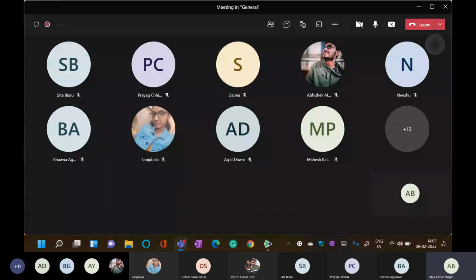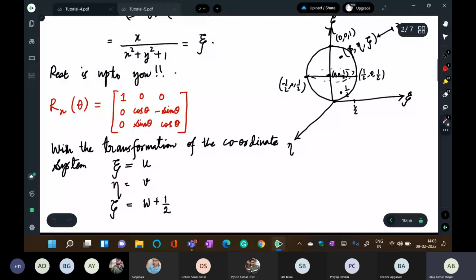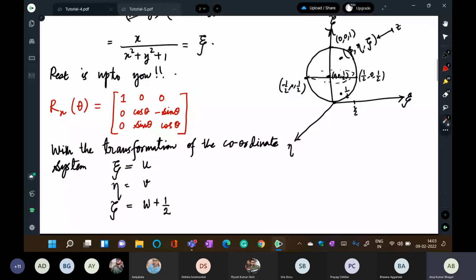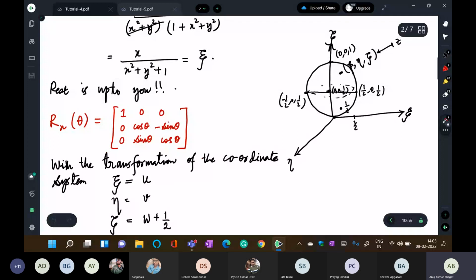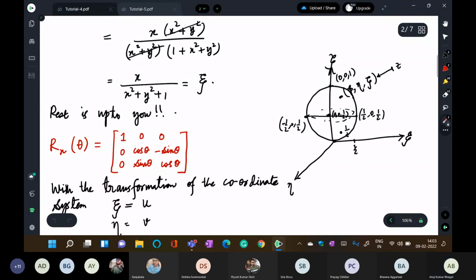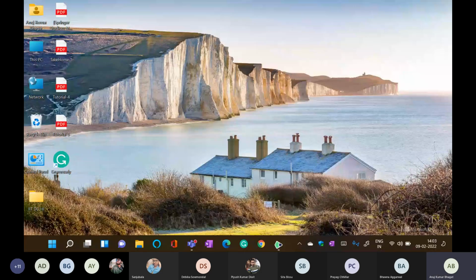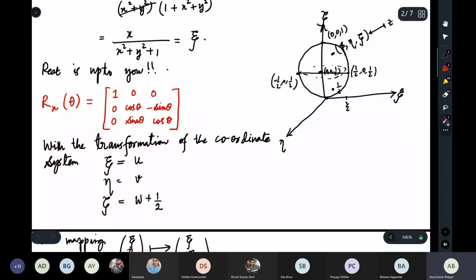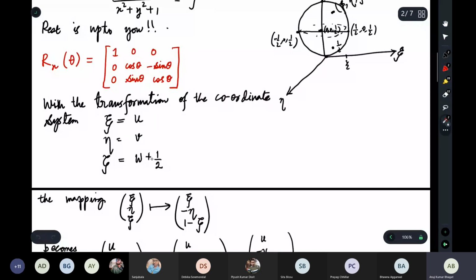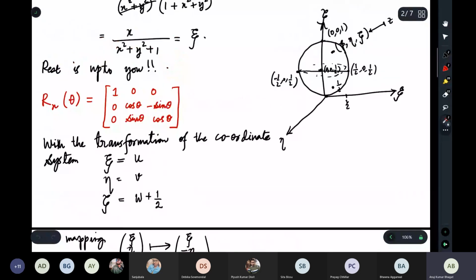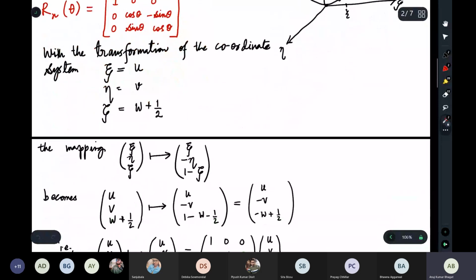Right. So I'm using this transformation. Now, what is the reason to use this transformation? What is the justification? I have to take this diameter into consideration. I'll try to shift this diameter over the x-axis or the y-axis. For that, I am taking W as zeta minus half, and that will shift this diameter to the x-axis. So this is the reason I'm shifting the axis.